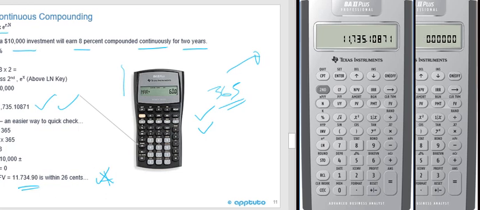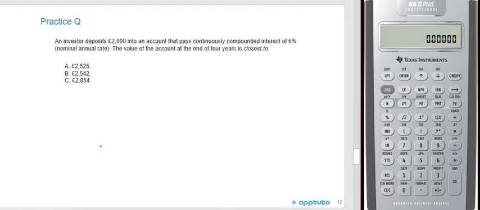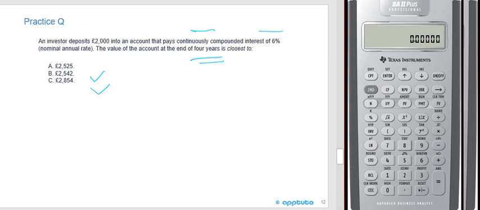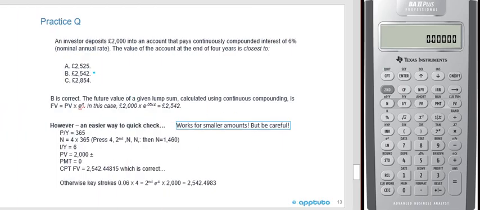And that's how you do it. So here's a good little practice problem that would be typical of something that you might see on the CFA. An investor deposits £2,000 into an account that pays continuously with an interest rate of 6%. The value of the account at the end of 4 years is closest to A, £2,525, B, £2,542, or C, £2,854. The correct answer is B.